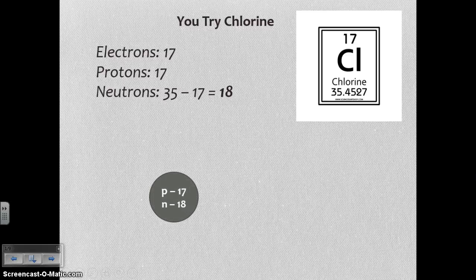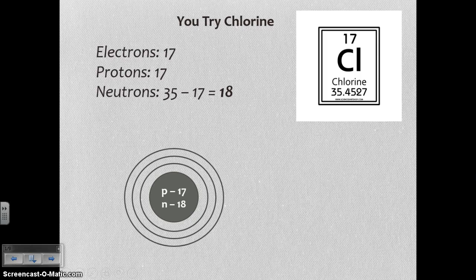So, like before, we'll put that in the middle, the number of protons and the number of neutrons, and then add the electrons to the outside. And here we have up to 17. Notice how it needs 1 more electron to fill its outer ring. That's why it forms a negative ion, because again, it wants to gain an electron.